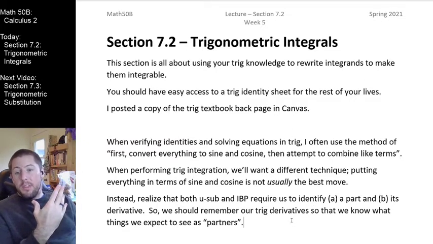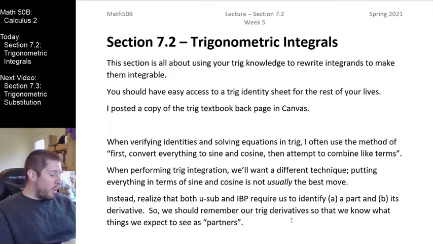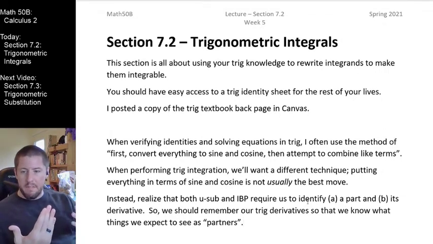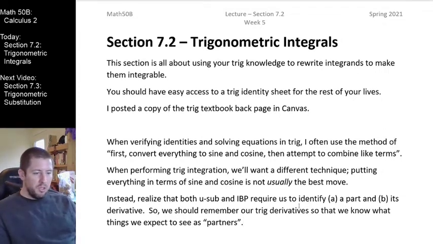And so that's going to be one of the reasons why it's not necessarily helpful to always convert to sine and cosine, because we're going to see things like the derivative of tangent being secant squared. If I see tangents and secants, I kind of want to leave those parts in there because one is the derivative of another. So that might be helpful for my substitutions.